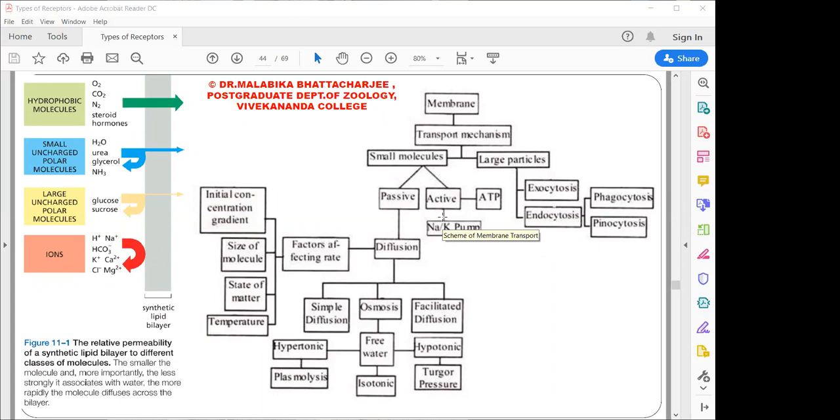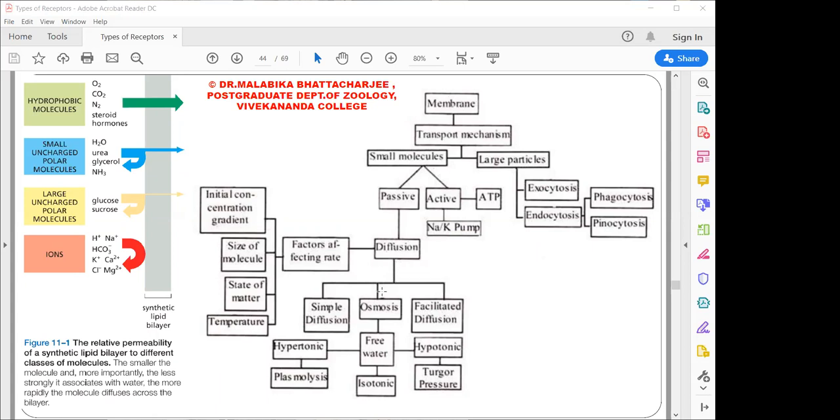Okay. Now coming to passive transport, the main mechanism of passive transport is diffusion. Via the process of diffusion, molecules can move from a region of higher concentration to a region of lower concentration.